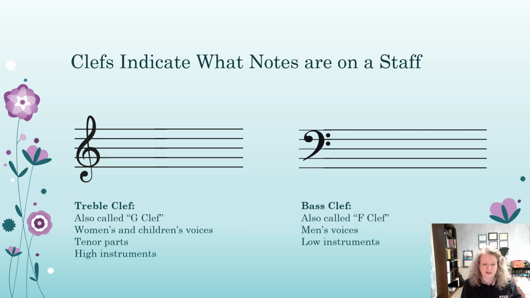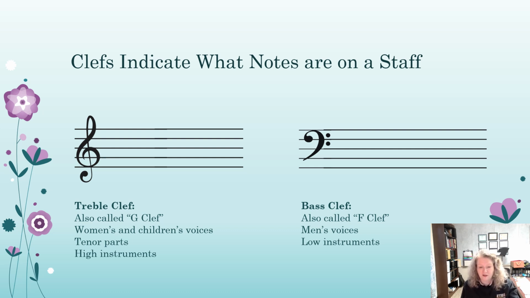The treble clef is also called the G clef. Women's and children's voices sing in the treble clef and are notated in treble clef pitches. Tenor parts are notated in the treble clef, but they sing down an octave, and higher instruments, like flutes, are notated in the treble clef. The bass clef is also called the F clef, and men's voices sing there, and low instruments sing there.